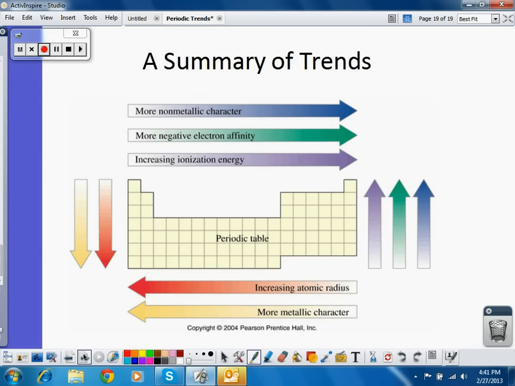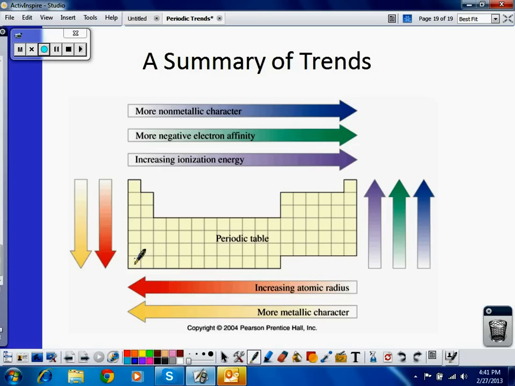So, in summary, if we look at it, highest atomic radius is down here. So atomic radius increases down the group and decreases across a period. Ionization energy goes up as we go across a period. So if I look at these arrows, highest ionization energy is over here, or actually over here. So highest ionization energy up here. So ionization energy goes down as we go down the group. Electron affinities up here, non-metallic character up here, metallic character down there.